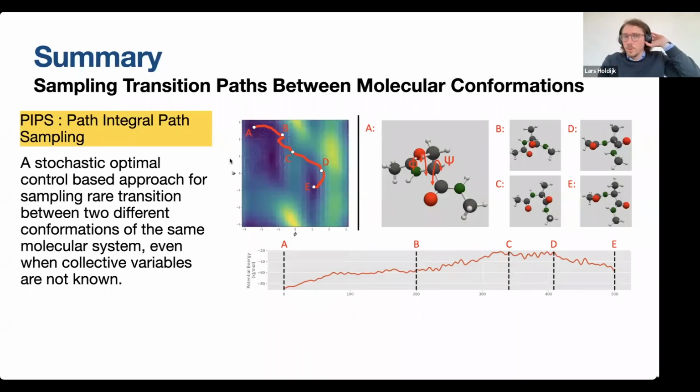So what we propose in this work is PIPS. It's a path integral path sampling method where we use stochastic optimal control for sampling transition paths without using collective variables.